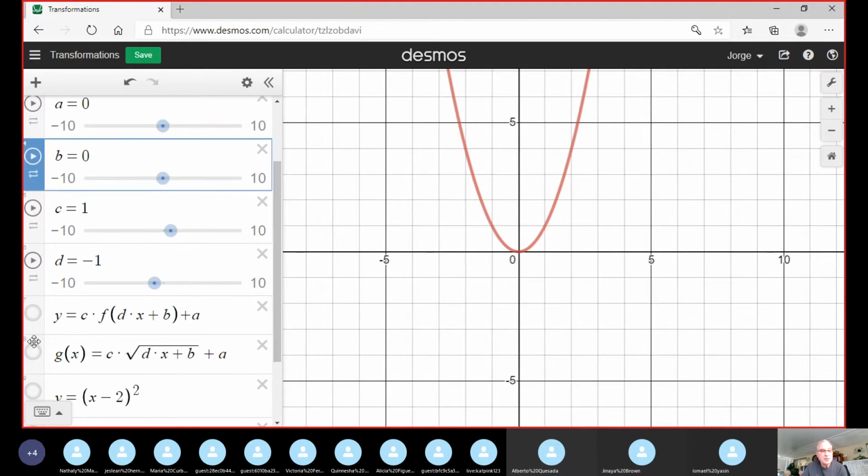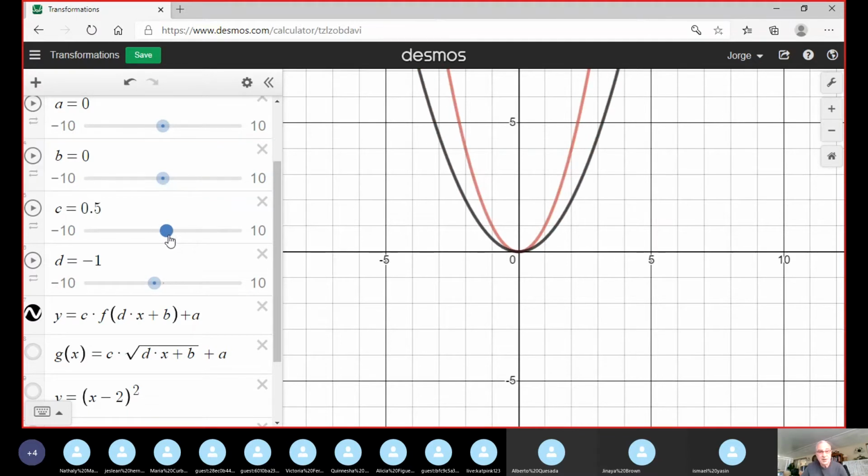In this case, for example, I change c to, look at what happened. This is the important moment. Ooh, okay, this is vertical stretch. And we come back to the original. This one is the original. And when you affect by a factor less than 1, 0.7, 0.5, then it's compressed. You see? Vertical compressed.